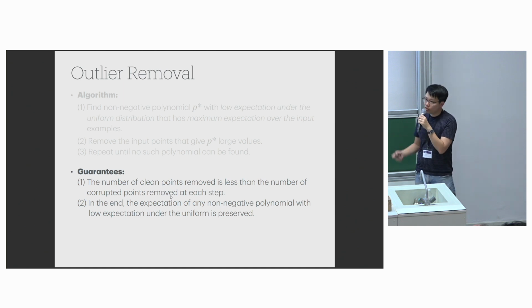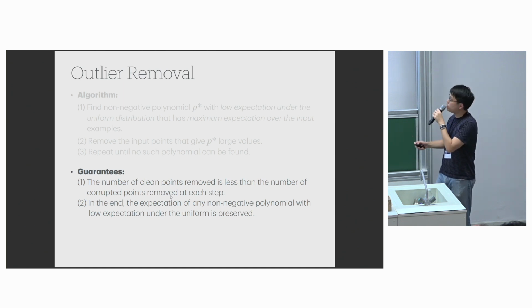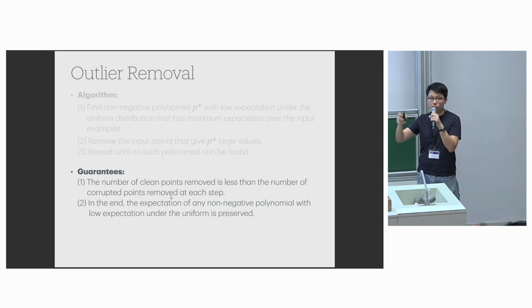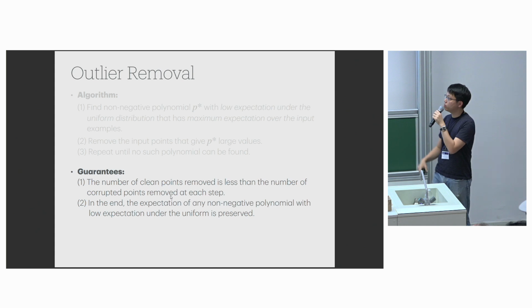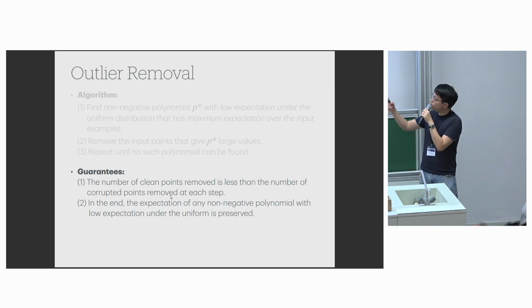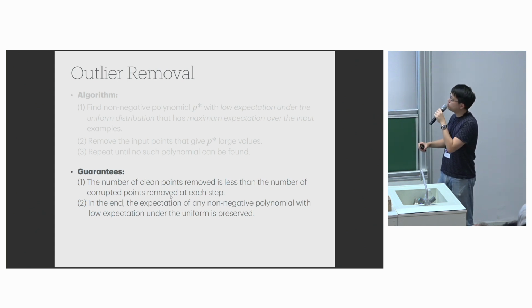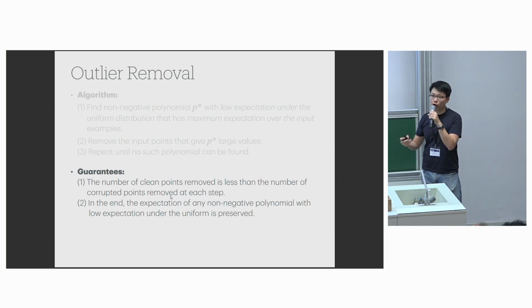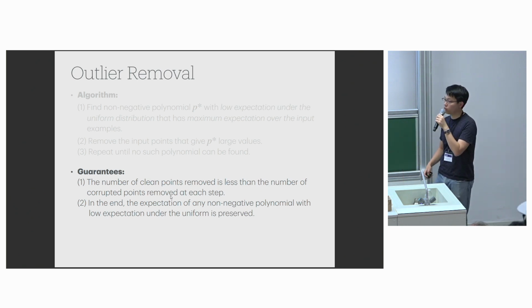And the guarantee of this filtering algorithm is that you don't remove too many clean points, namely that the points that you're removing from the data set are primarily due to the adversary. And at the end, because of the termination criteria, the guarantee is that the expectation of any non-negative polynomial has low expectation under the uniform distribution, which is the distribution you actually care about learning the function in.